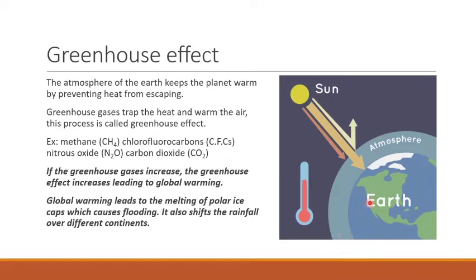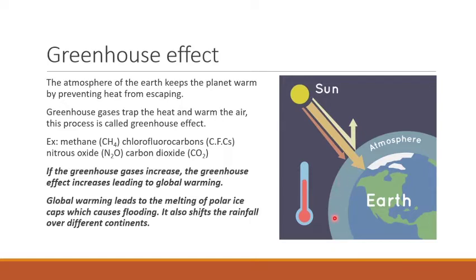Now when we have air pollution and the amount of greenhouse gases increases more than normal in the atmosphere, the greenhouse effect will increase. So the temperature of the Earth will rise above its normal temperature. This is called global warming.